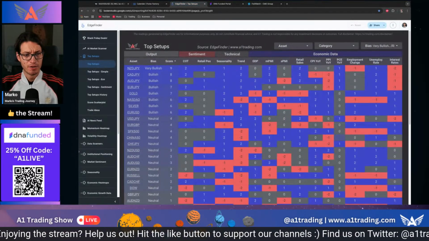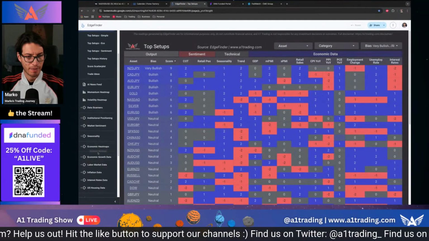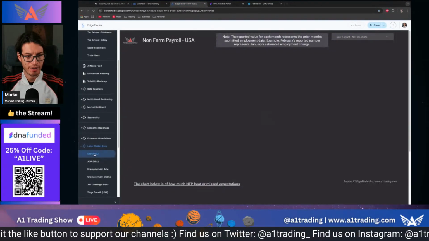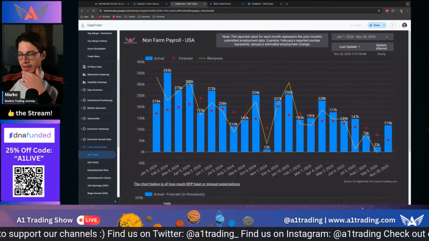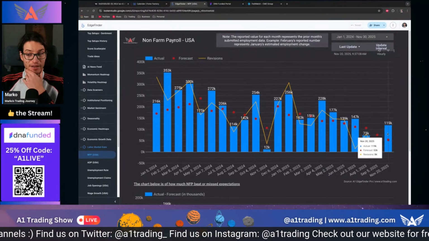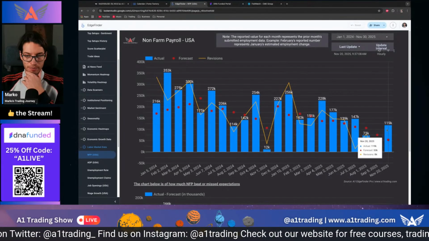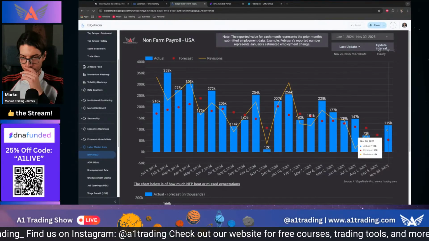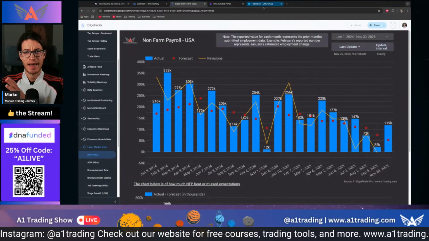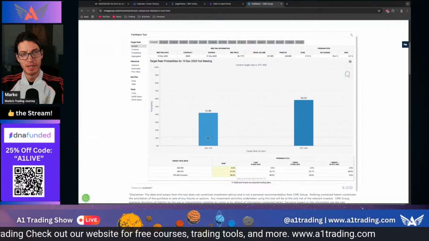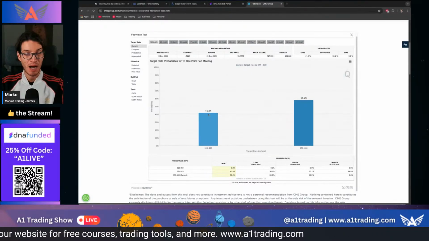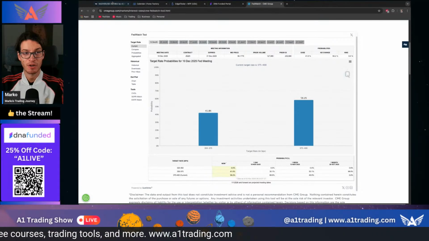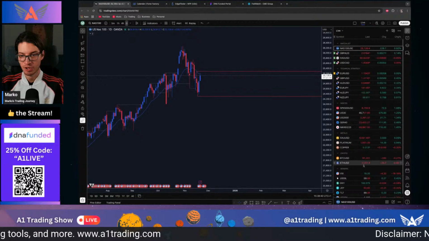If we go to the Edge Finder, we go to labor data, NFP, and it has been updated. So that's pretty good. This is a pretty good sign. I just don't understand how the probabilities of the rate cut went up from this, and how the dollar didn't have a massively bullish reaction on this.